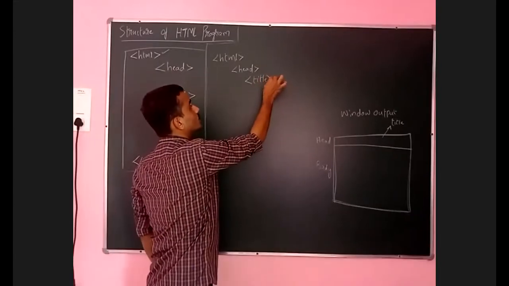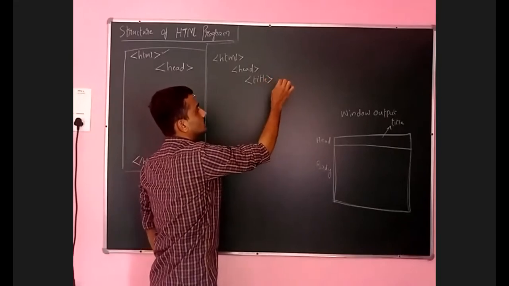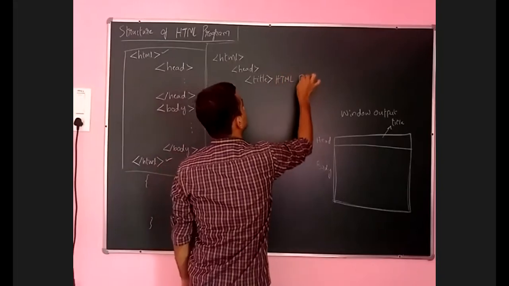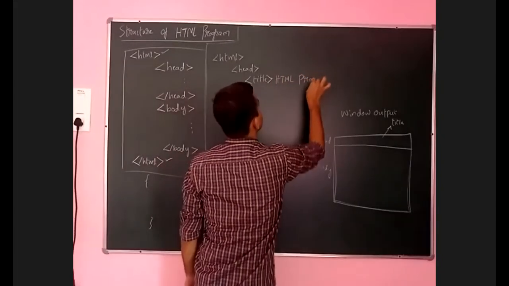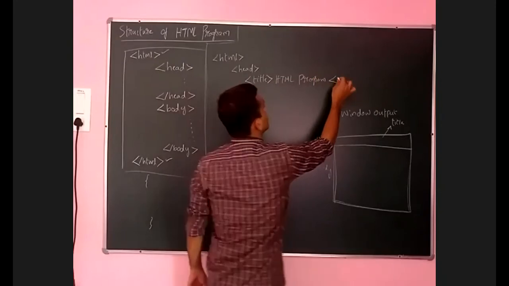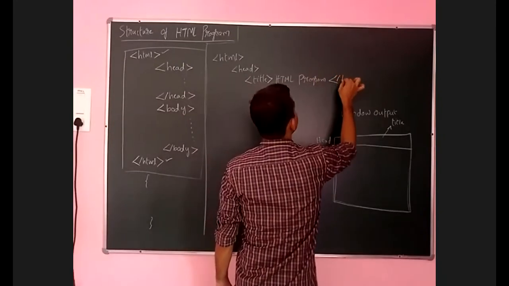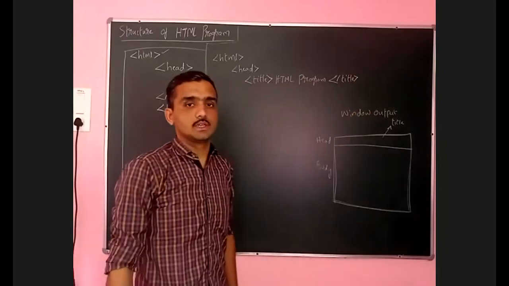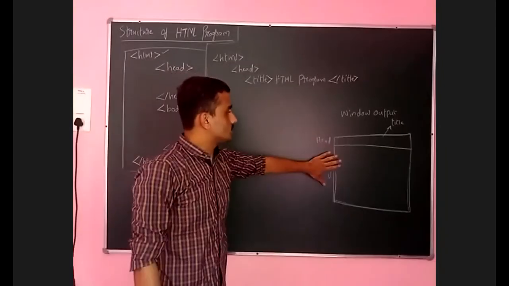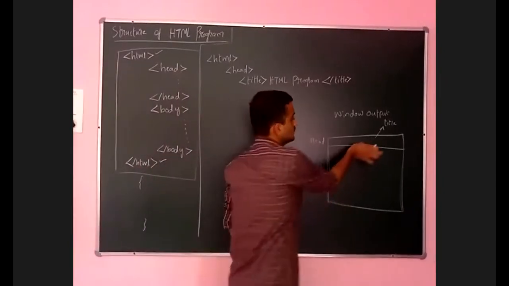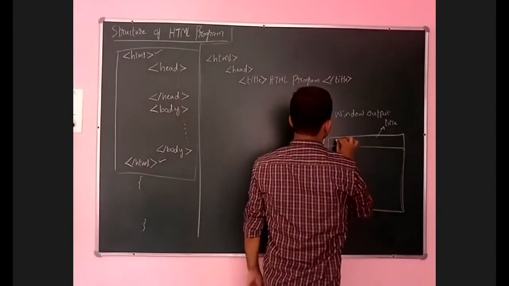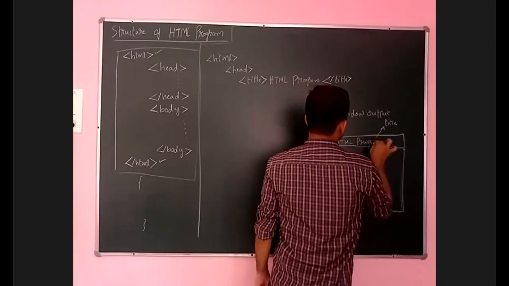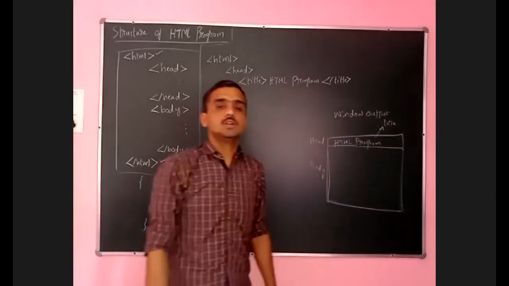Before you enter this tag, you write something, for example, HTML program, like this. Then close the tag, that is, write the end tag of title. What happens is, in the browser, in the head section, it displays these words: HTML program. That is in the head section of the browser.